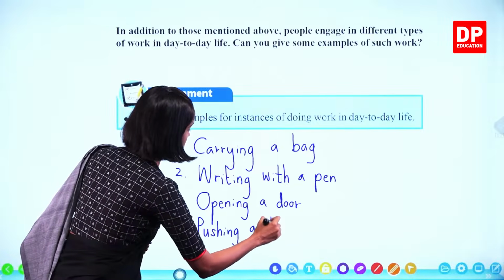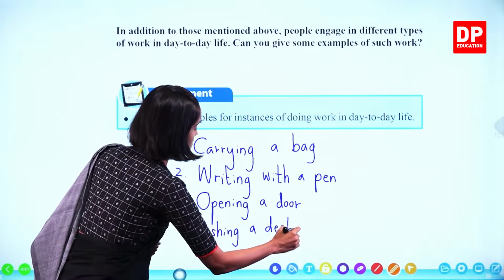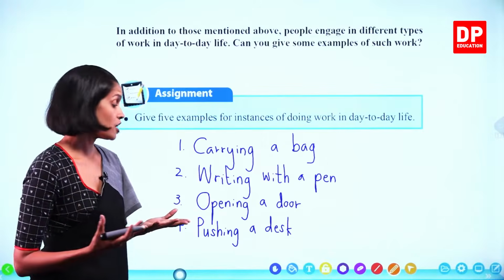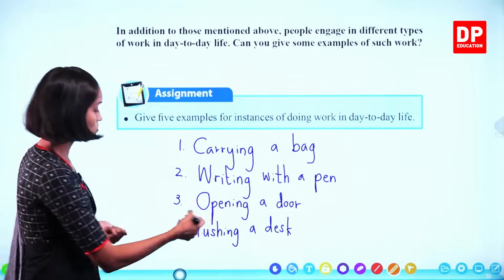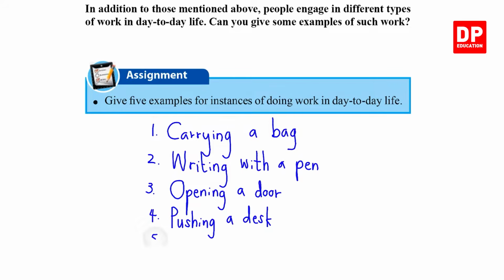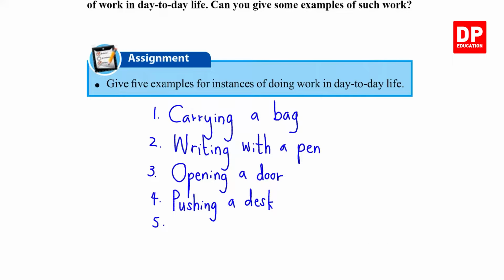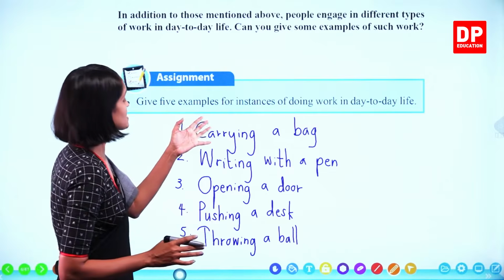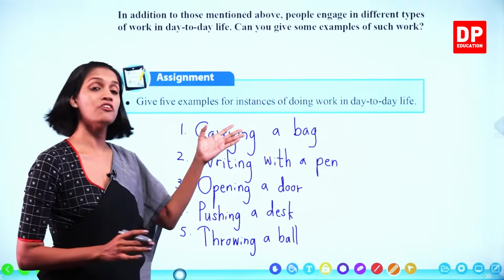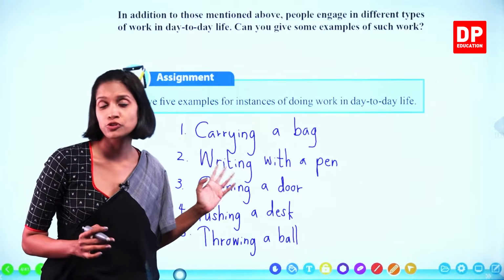Push in a desk. At the playground you need to throw balls. So in that case we can write that as well. Throw in a ball. Throw in a ball. Right? So these are some of the activities, some of the work done by you all in your day-to-day lives.